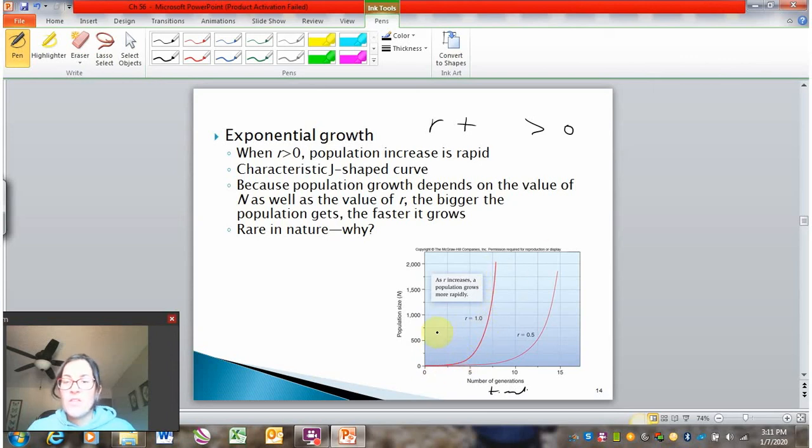So it's like growing even faster. So if R is equal to 1.0, that J is sharper. If R is smaller, it's still going up very rapidly, but the J is slightly more of a curved J, if you will, less straight. So one of the things that happens with exponential growth is that the bigger n gets, the faster it grows.